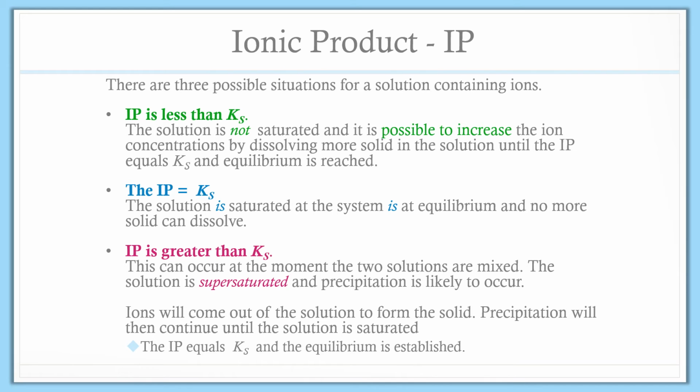Or the ionic product is greater than the solubility product. That means that the solution is supersaturated and you are definitely going to get some precipitation. Supersaturated means it is past the point of saturation and it's wanting to shift back in the other direction. You will get some solid precipitating out. And that precipitation will continue until the solution has returned to its saturated point. So it'll precipitate basically backwards.